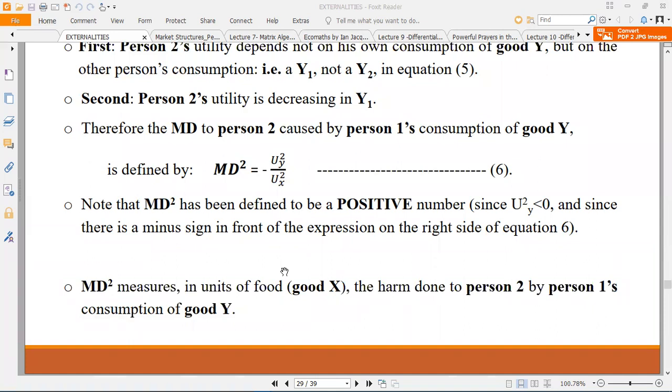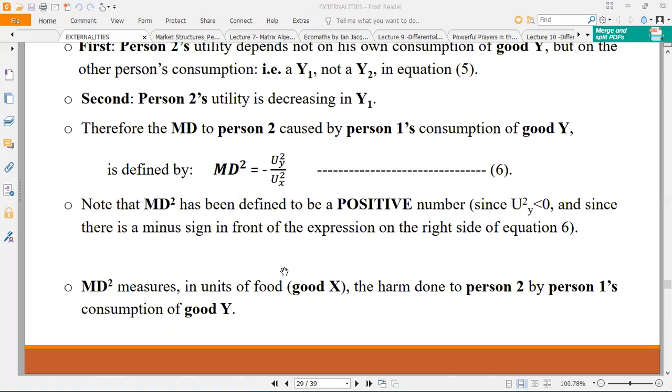Now, what do we use the marginal damage for? It is measuring the extent of negative externality that is generated by the consumption of good y by person 1. In other words, this damage is being measured in terms of food, that is the good x. So the marginal damage is talking about the harm that is being done to the second person as a result of consumption of good y by the first person in terms of food. Okay, in terms of good x, the good that person 2 actually desires to consume.